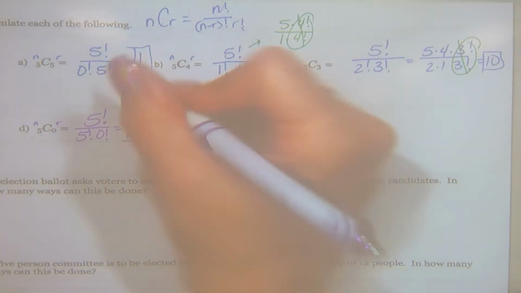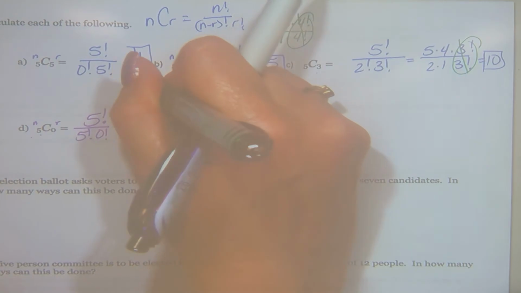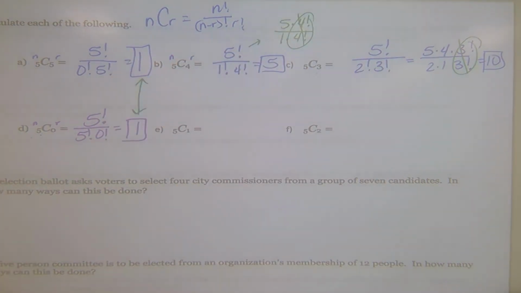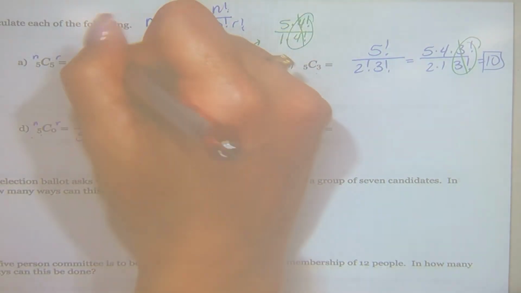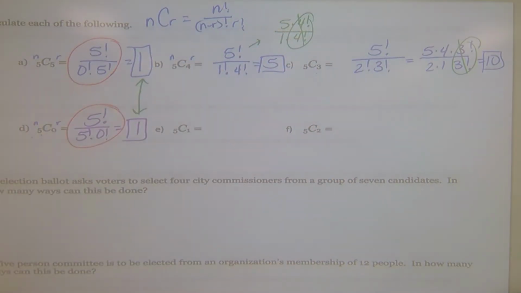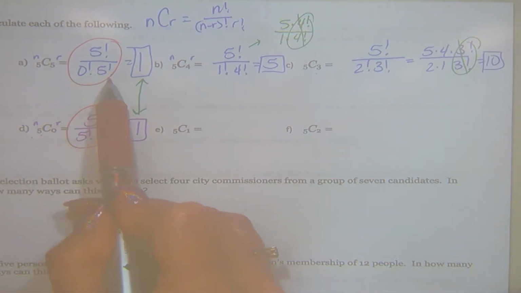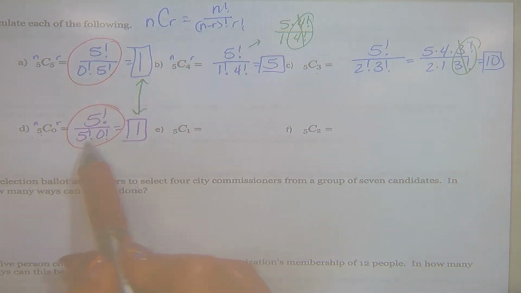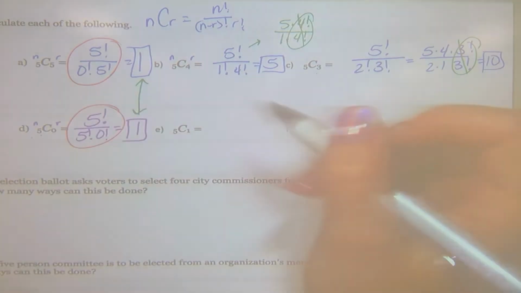Notice that I got the same answer for A and for D. What do you see that is the same in A and D for the way we set up the problem? Well, hopefully you notice your denominator just changed order. 0 factorial times 5 factorial changed to 5 factorial times 0 factorial. If I'm multiplying, does order matter? It does not. 2 times 3 is 6. 3 times 2 is also 6. So let's move forward and see if this holds.